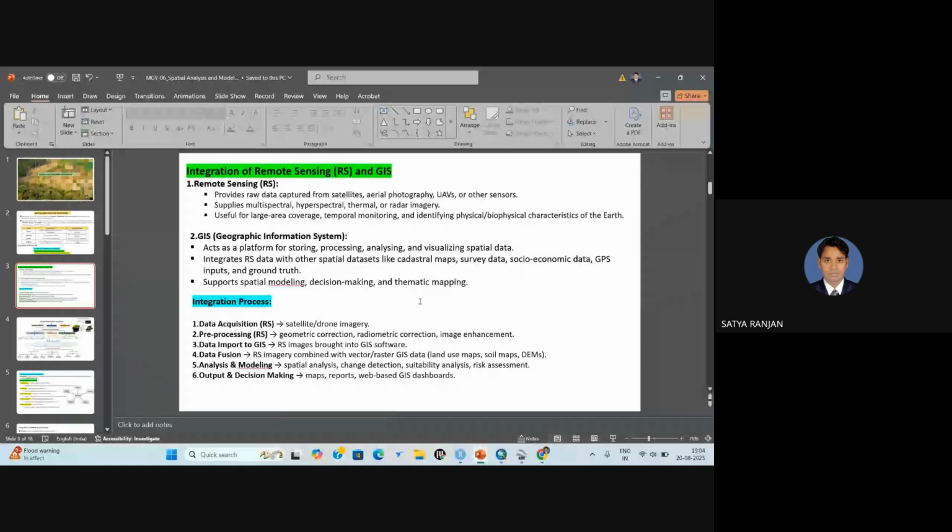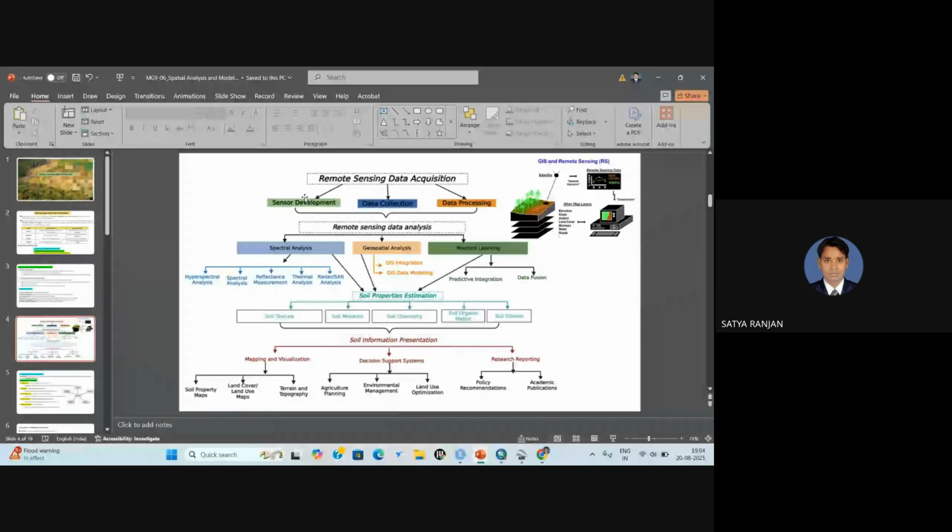So this is the hierarchy of the different satellite data acquisition, from sensor development, then data collection, data processing, then some spectral analysis like hyperspectral analysis and other spectral analysis, reflectance measurement, thermal analysis, SAR, that is synthetic aperture radar analysis. All these are remote sensing based analysis, which is called spectral analysis. And then geospatial analysis like GIS integration, GIS data model, then machine learning models, predictive integrations, data fusions.